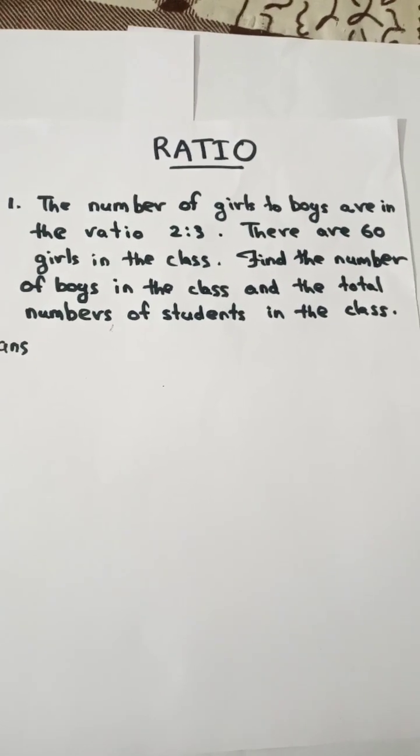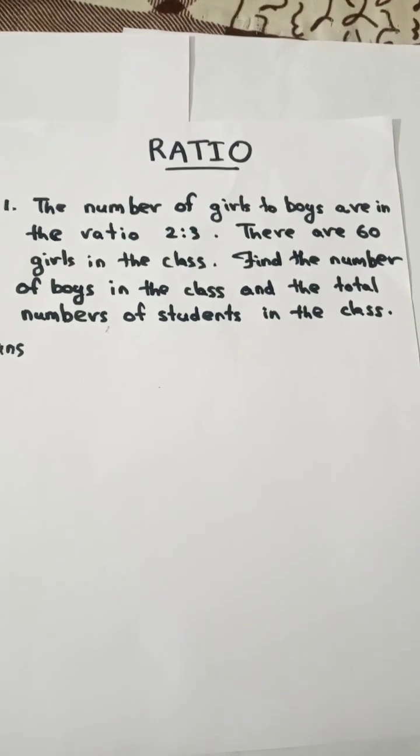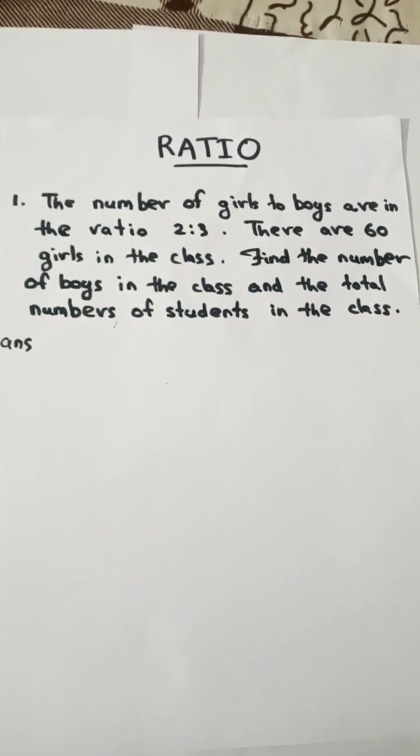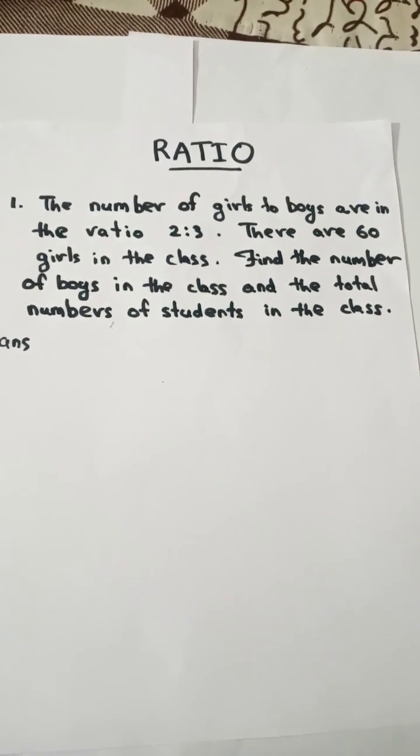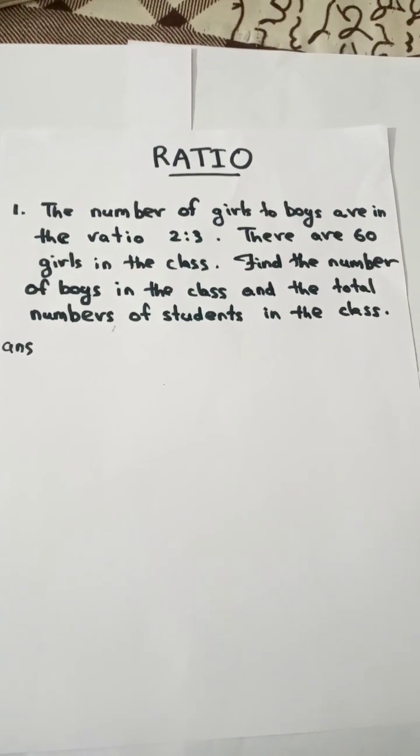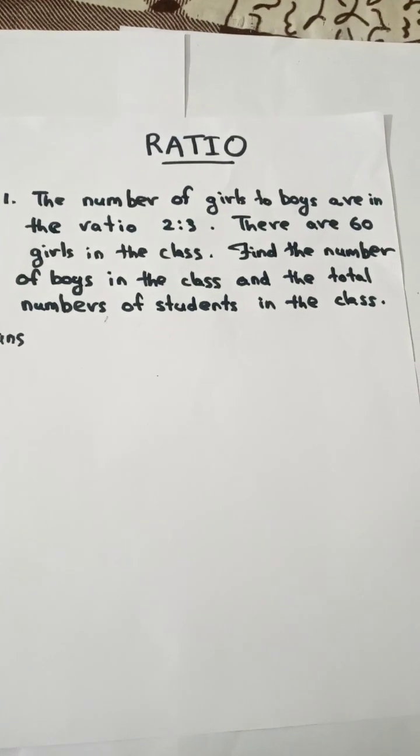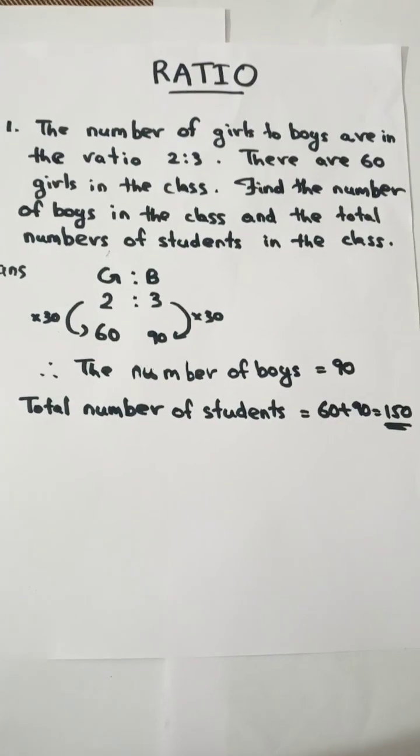So the question is: the number of girls to boys are in the ratio 2 is to 3. There are 60 girls in the class. Find the number of boys in the class and the total number of students in the class. So we can move on to the answer.